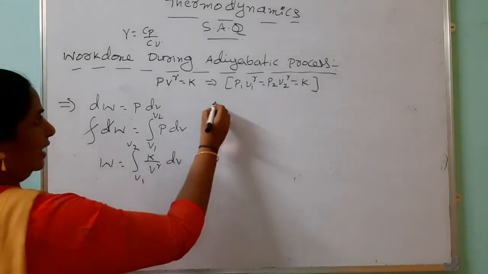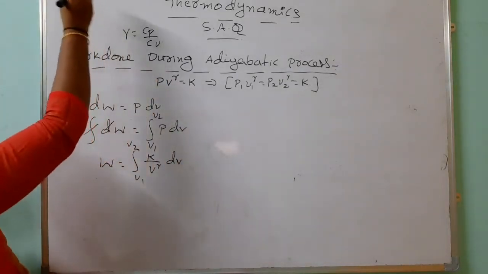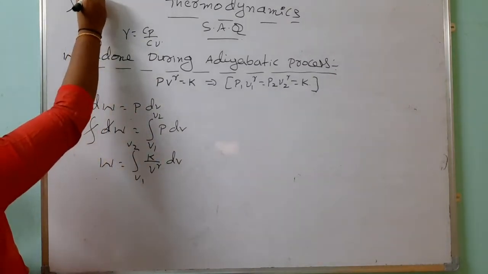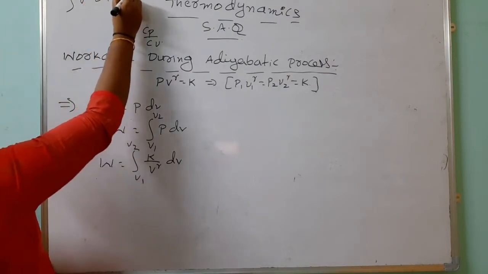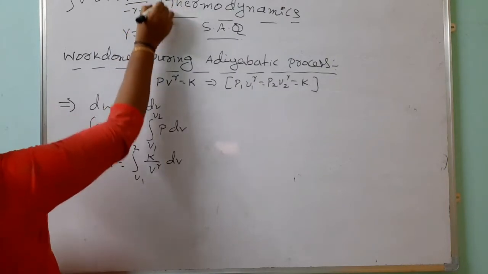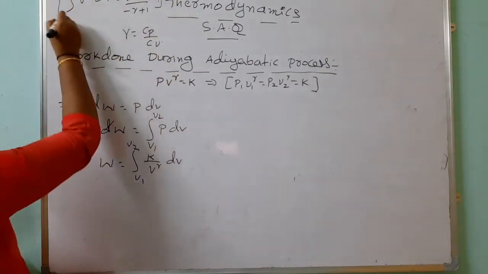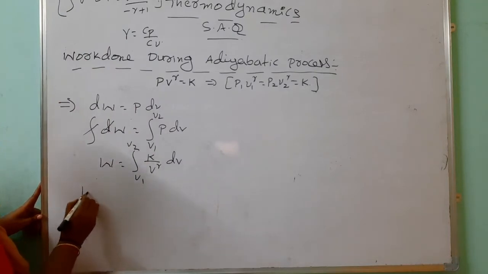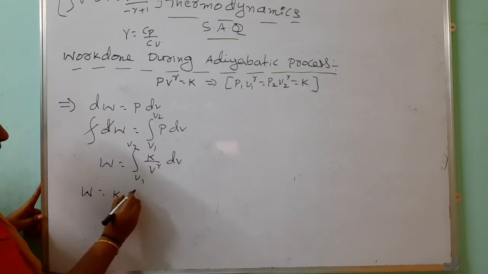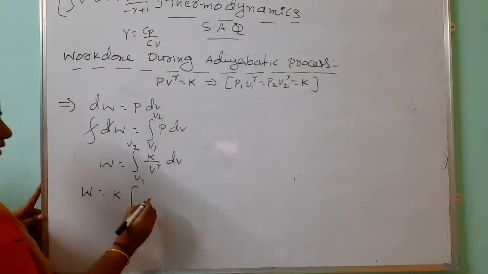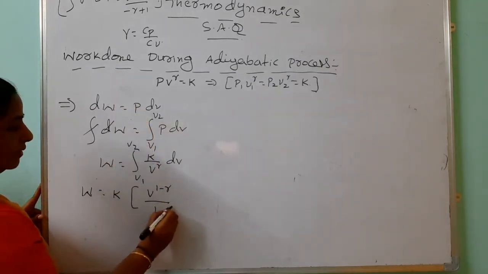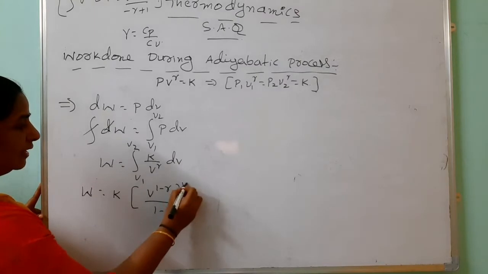K is the constant, and we should remember that the integration of 1 by V power gamma, which we write as V power minus gamma into dV, has the formula V power minus gamma plus 1 by minus gamma plus 1. Here space is not sufficient, that's why I am writing here. Now work done equals K, which is constant, times the integration of 1 by V power gamma, which just now I said is V power 1 minus gamma by 1 minus gamma. As usual, limits are V1 and V2.